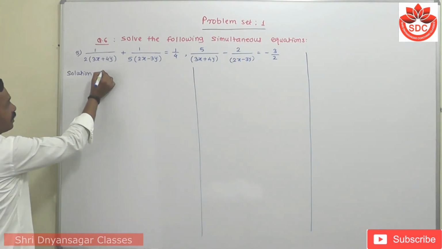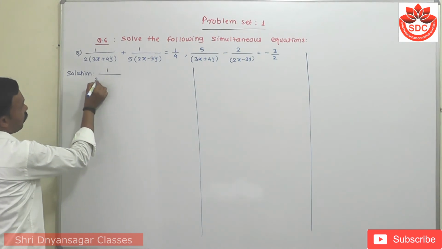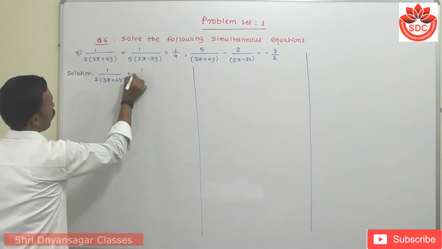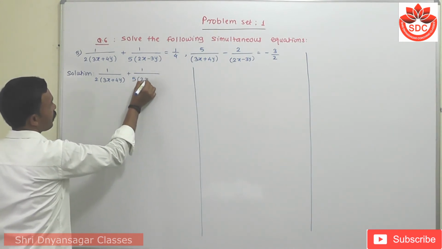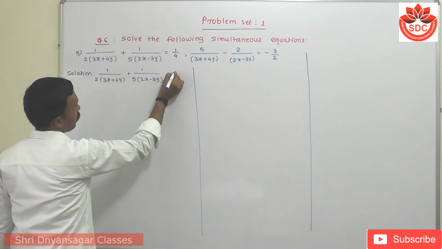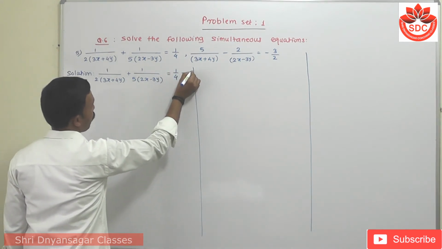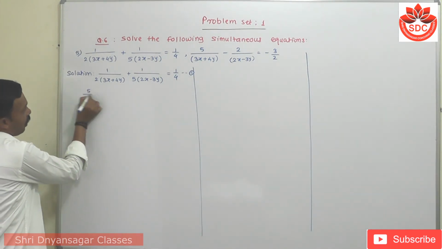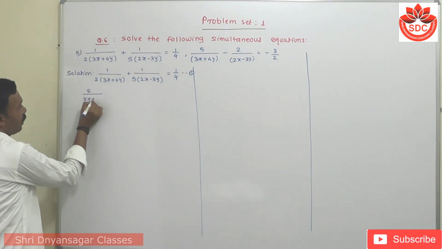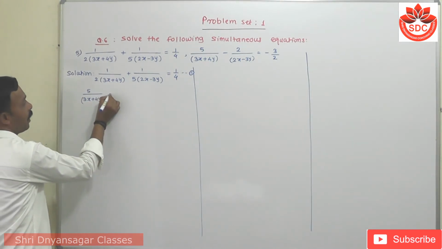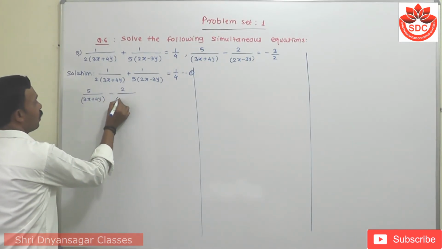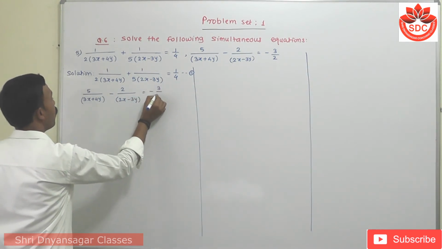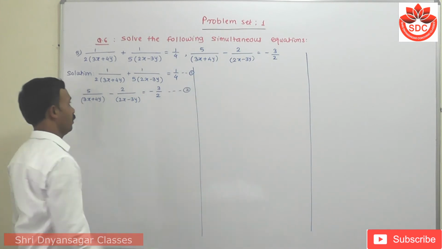I have written the equations here. The first one is 1 upon 2 in bracket 3x plus 4y plus 1 upon 5 in bracket 2x minus 3y equals 1 upon 4. Suppose this is our equation number 1. The second one is 5 upon 3x plus 4y minus 2 upon 2x minus 3y equals minus 3 upon 2. This is equation number 2.